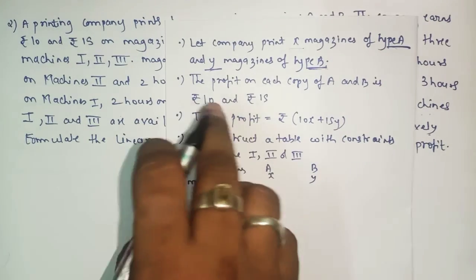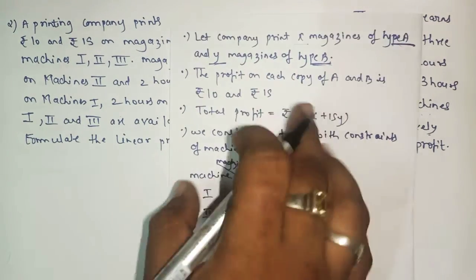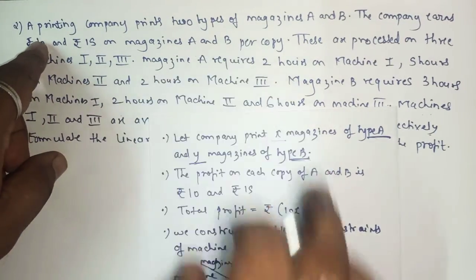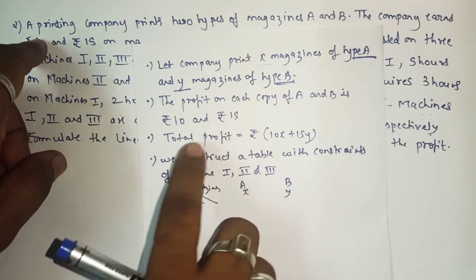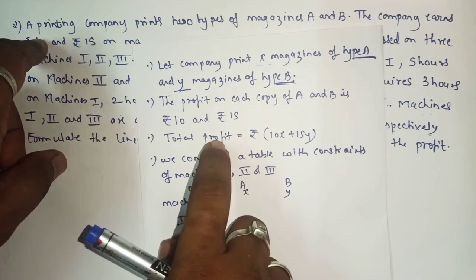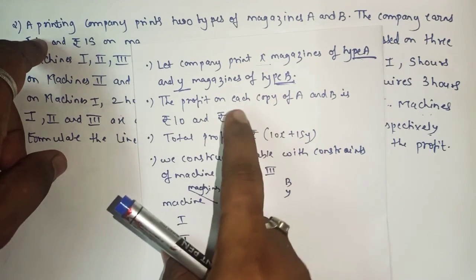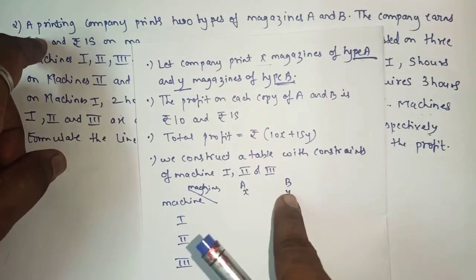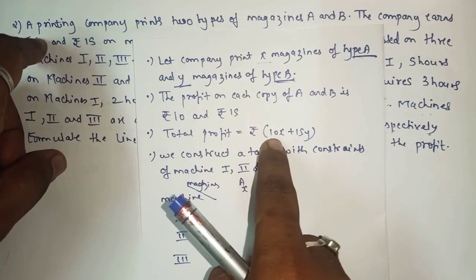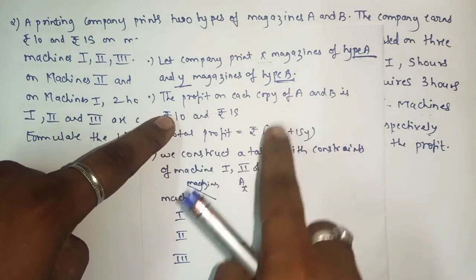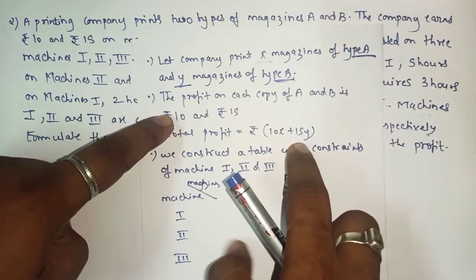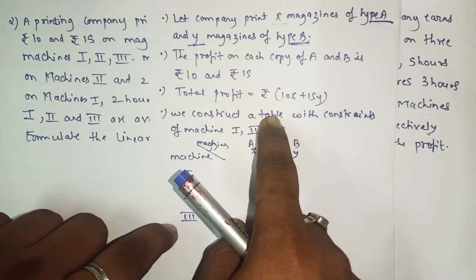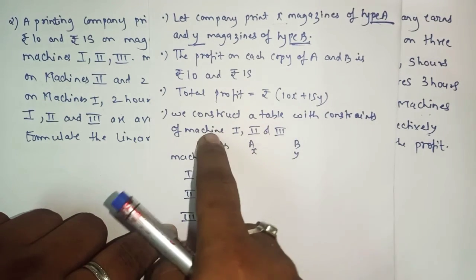Okay, so the next part you will write: the profit on each copy of A and B is 10 and 15 rupees. 10 it is on A and 15 it is on B. After that you will write total profit. For A I took X and for B I took Y. So the total profit will be 10x on A, and 15y on B.